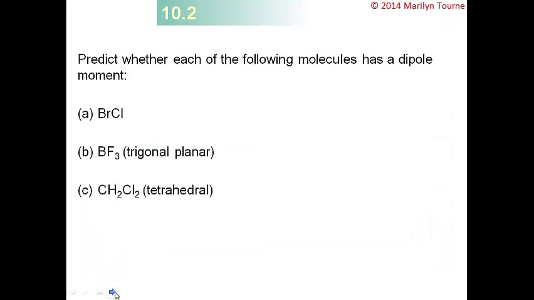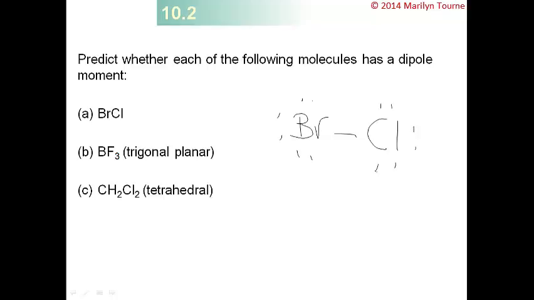I want to try some examples. So let's predict whether each of the following molecules has a dipole moment. The first example is BrCl. So the Lewis structure would be something like this. And of course we would have the lone pairs, but I'm kind of going to just draw them as lines so it could be quicker.